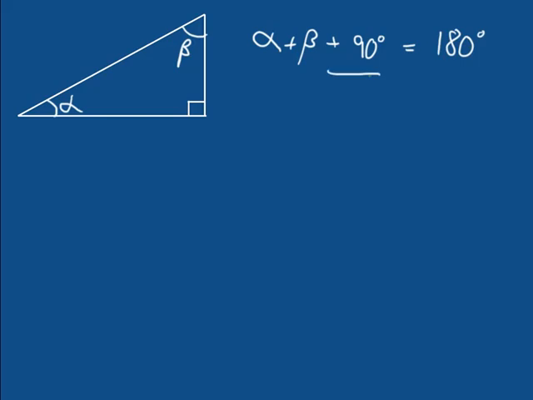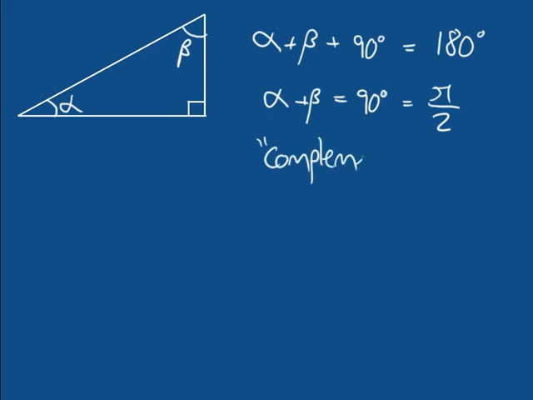If I was to subtract 90 degrees from both sides of this equation, we see that alpha plus beta equal 90 degrees, which is also equal to pi over 2 radians. Now, the fact that alpha and beta add up to 90 degrees means they are called complementary angles, because any two angles that add together to make 90 degrees or pi over 2 radians, that's what they're called. So alpha and beta are complementary angles.